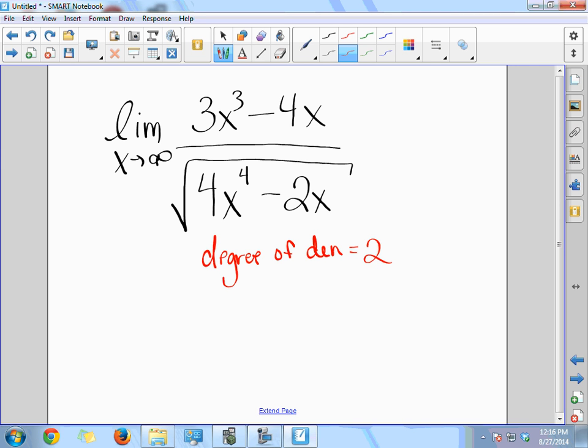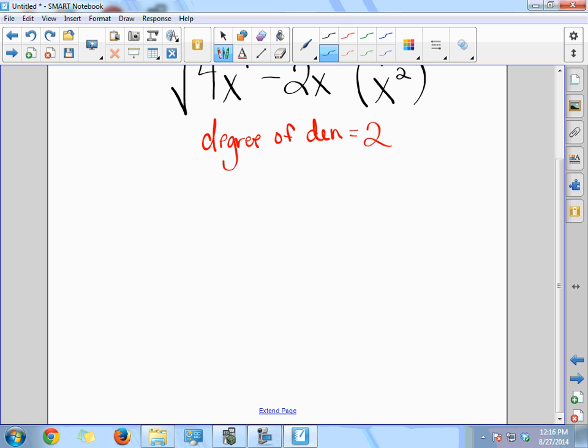So now I have the degree of my denominator, which is 2. Just like I said before, I'm going to multiply the top and the bottom by 1 over x raised to that degree. Now, I can't really distribute that 1 over x squared into my denominator in the form that it's in, but I can manipulate the form so that I can distribute it in. And let me show you how that's going to work.